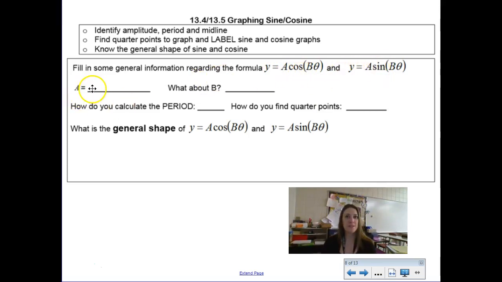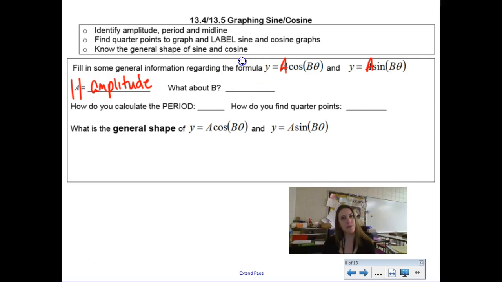So first I want to know what this a represents in the formula. Remember, a is the number that's in front of your function. So what I'm going to do here is write absolute value bars around the a, and then say that it represents the amplitude, because remember, it's the power of the wave, so it's not negative, it's always positive.